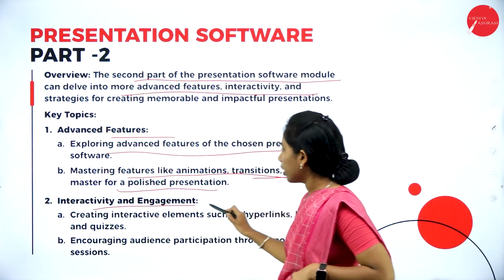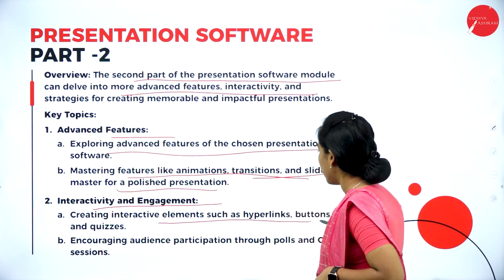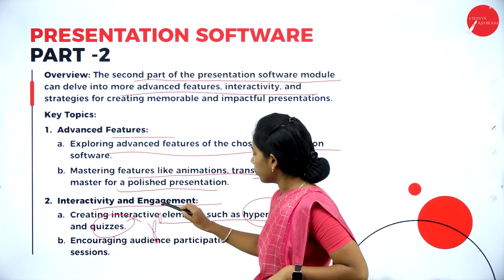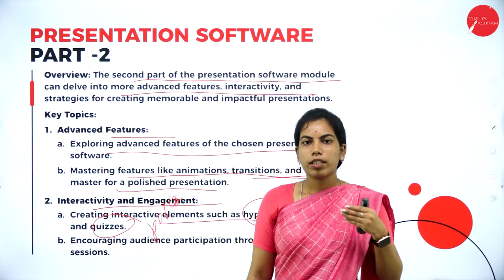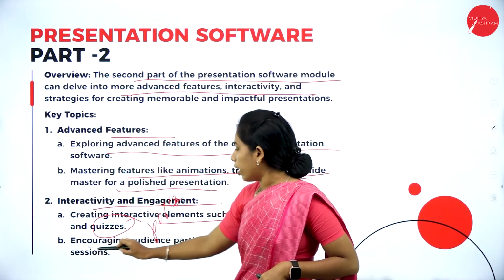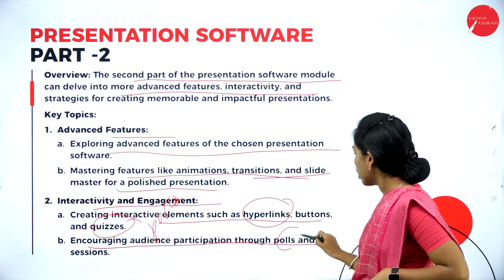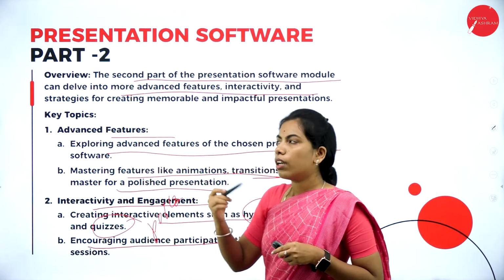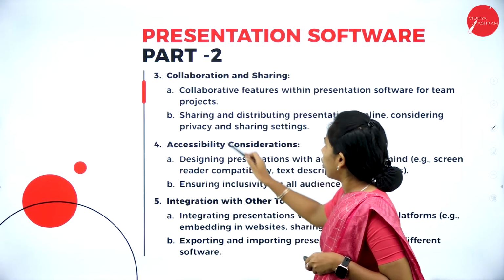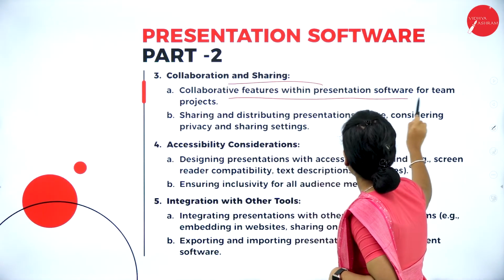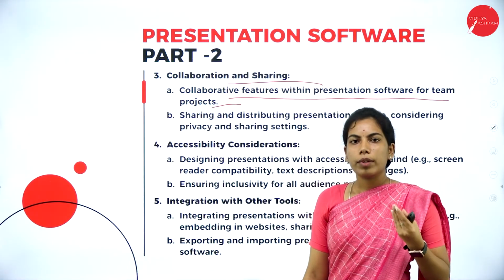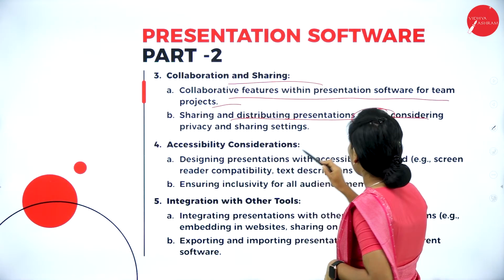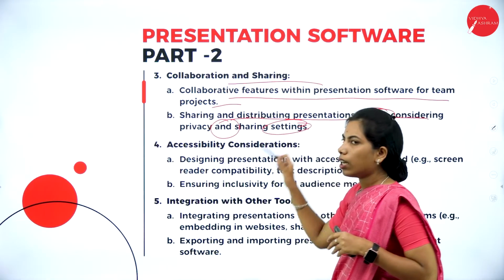And the second one, interactivity and engagement, creating interactive elements such as hyperlinks, buttons, quizzes and polls. These are all provided in the advanced software, that is presentation software part 2, and encouraging audience participation through polls and question and answer Q&A sessions. And also collaboration and sharing, collaborative features within the presentation software, mainly for team projects, and also sharing and distributing the presentation online and considering privacy and sharing settings.